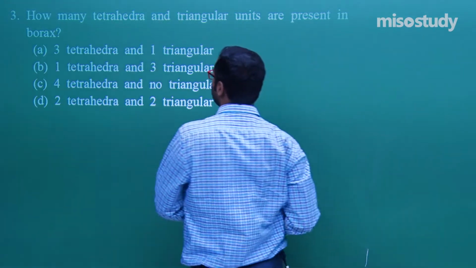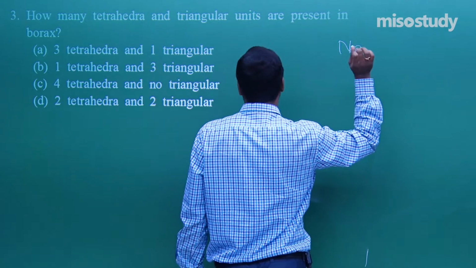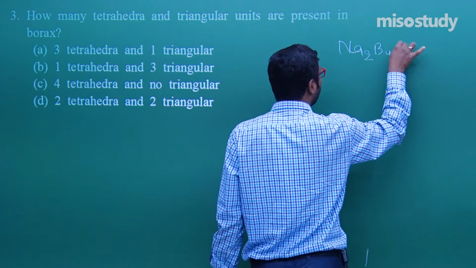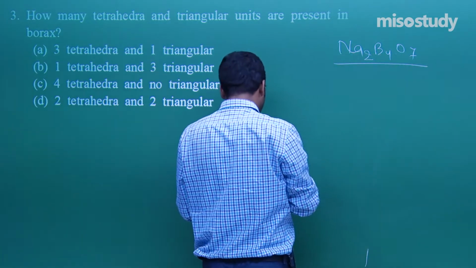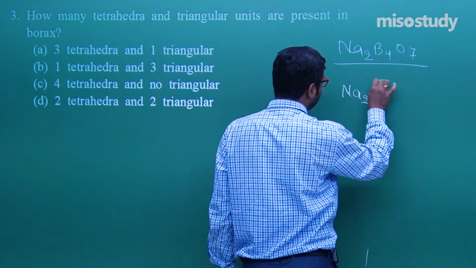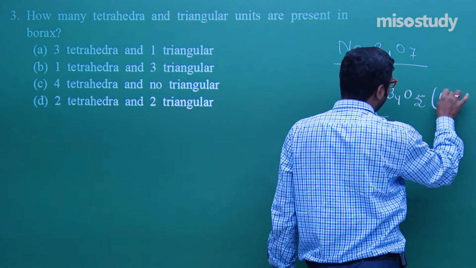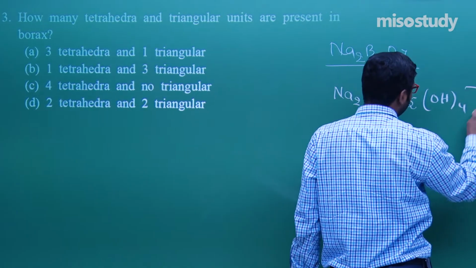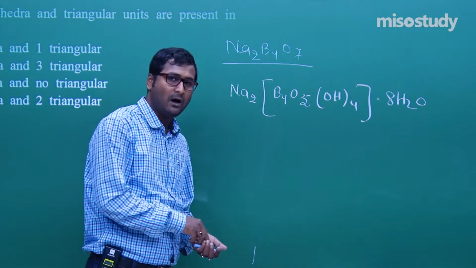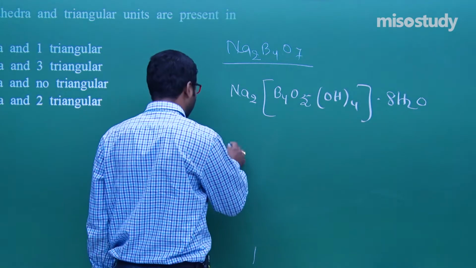Tell me the question. I think first of all we have to draw the structure. What is the structure of borax? Na2B4O7 is a random structure. It can be best represented like this: Na2B4O5(OH)4·8H2O. Yes sir. Now it's your turn to represent the structure and check it.